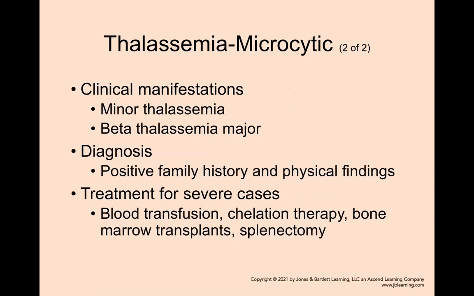The clinical manifestations depend on, again, what kind of crisis they're having, either a minor crisis or a major crisis, and that is, again, the same kind of clinical manifestations that we've had. The diagnosis is based on a positive family history and physical exam. Again, you'll also probably have a CBC involved there, and treatment for the severe cases includes blood transfusion, chelation therapy, bone marrow transplants, and a possible splenectomy.